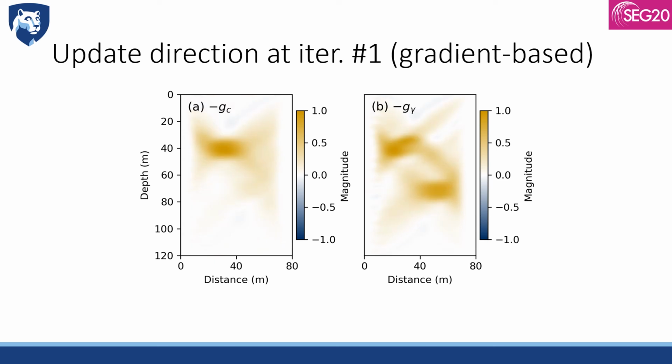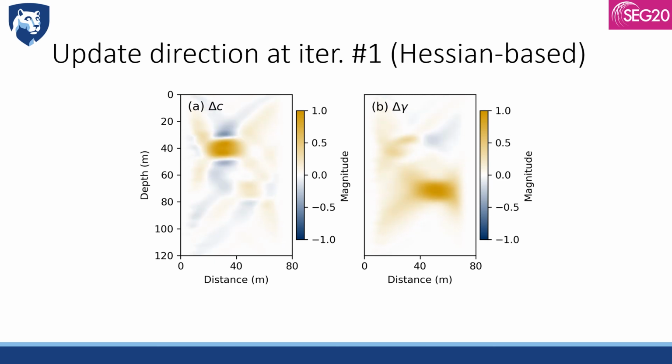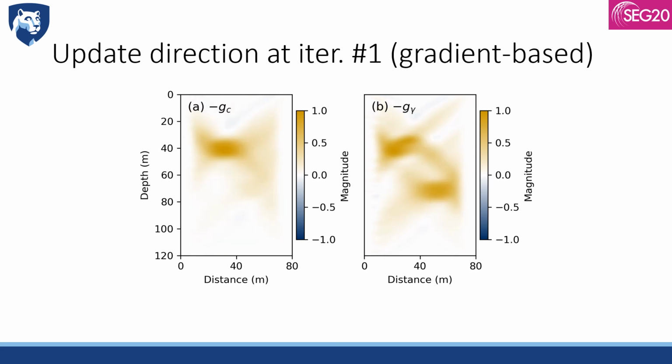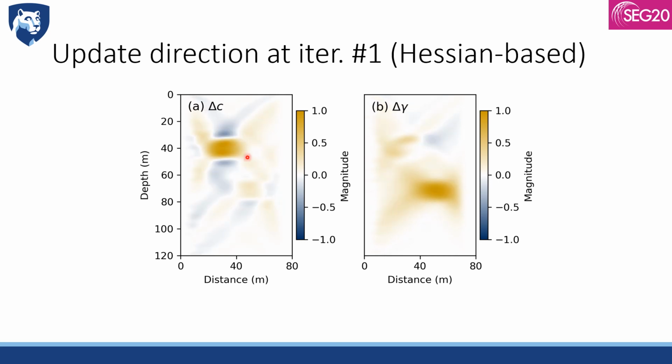So this is gradient-based, and this is Hessian-based. The velocity direction gets sharper. More importantly, the crosstalk in the attenuation direction is significantly mitigated.